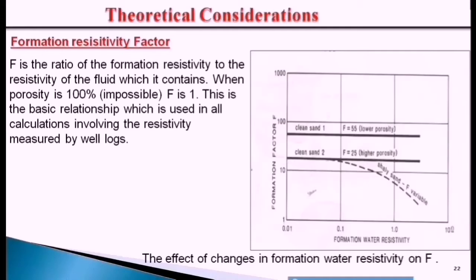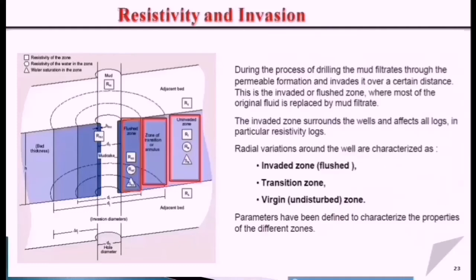This is the relation between the resistivity and the invasion. As we know, during the drilling process, the mud filtrate will invade the permeable formation over a certain distance. Because during the drilling, the hydrostatic pressure of the mud column is a little bit higher than the formation pressure, this will prevent the formation fluid from flowing into the well, and also prevent the drilling fluid from invading too much into the formation.